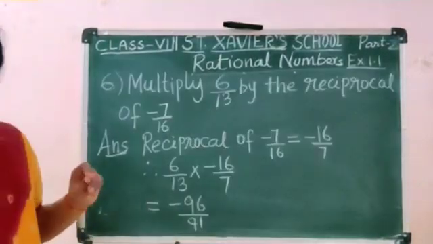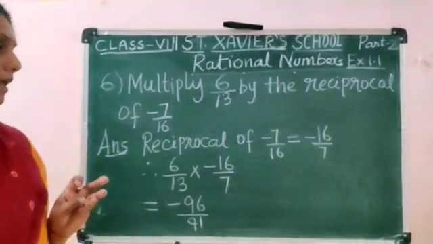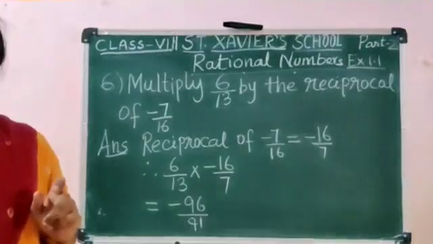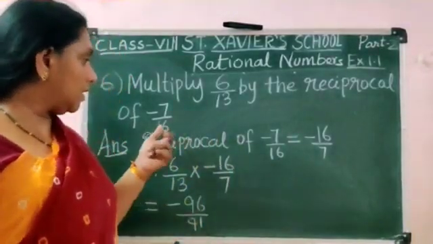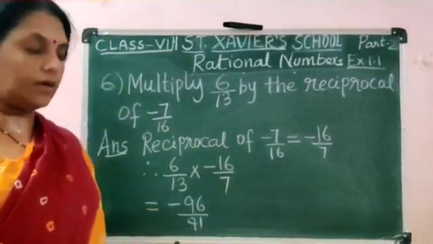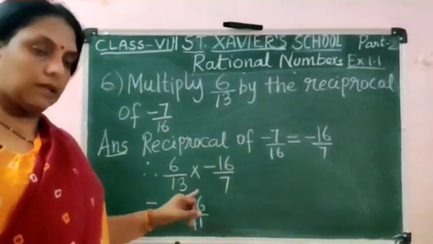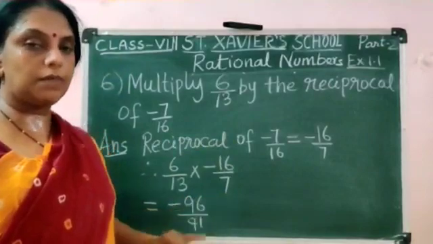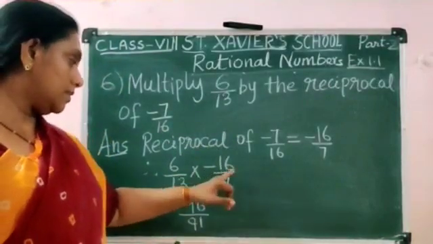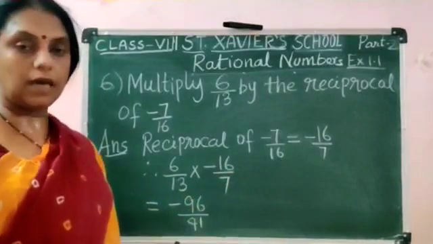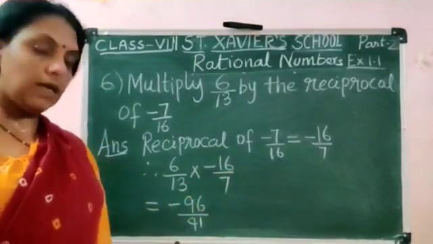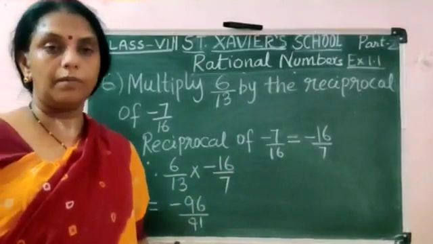Question number 6 is multiply 6 by 13 by the reciprocal of minus 7 by 16. The reciprocal of minus 7 by 16 is minus 16 by 7. So therefore 6 by 13 into minus 16 by 7. That is 6 into 16 is minus 96, divided by 13 sevens are 91. So the answer is minus 96 by 91.